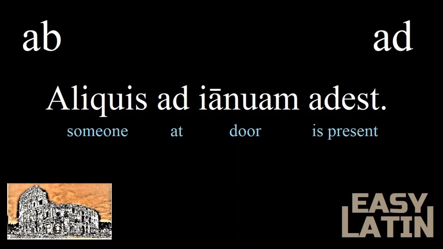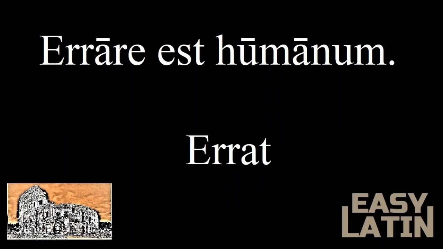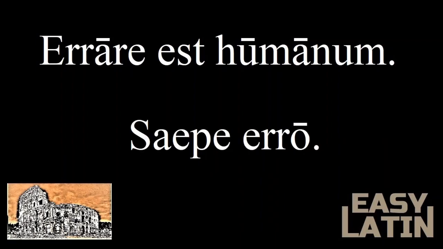At the beginning of this video, we saw the phrase errare est humanum. So how would we say he or she errs? Errat. This is almost the same as the imperfect form of est, erat. The only difference is the length of the R roll. The short version is almost like a D. It's a quick tap, erat. And how would we say, I often make mistakes? Saepe erro.